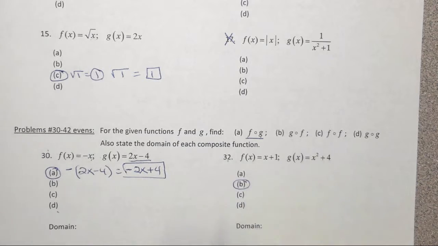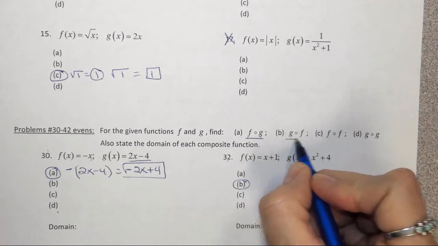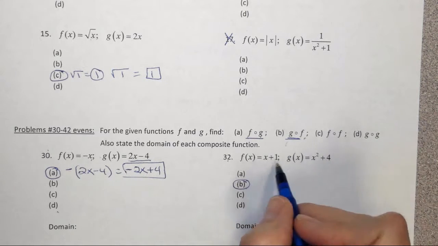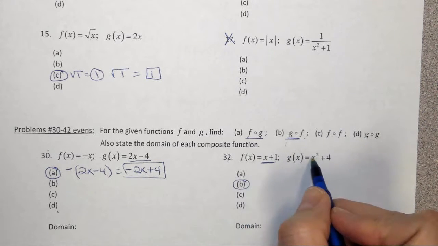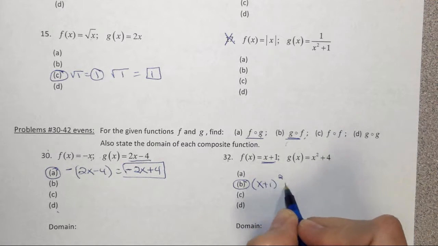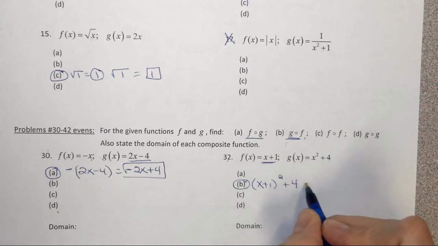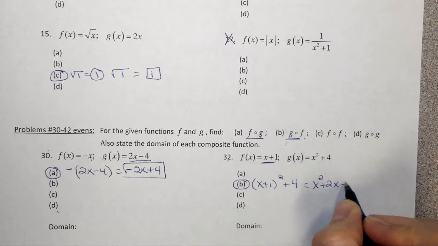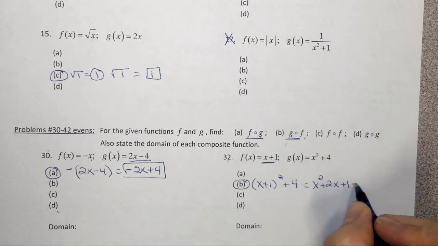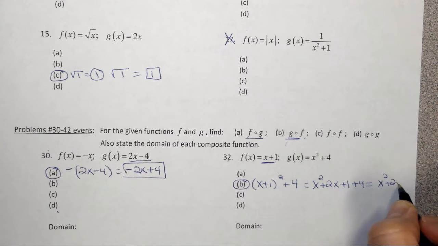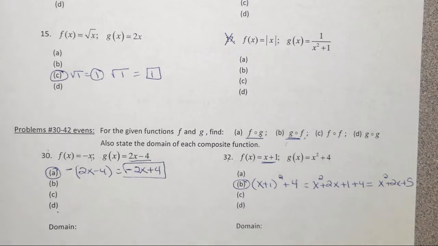On 32, I'm going to do letter B. B wants me to do G of F. So for B, I'm going to take the F function and plug it into the G. So we have x plus 1 squared plus 4. You're going to FOIL. You're going to get x squared plus 2x plus 1. And then I have my plus 4. So I get x squared plus 2x plus 5. And our domain for both of these is all real numbers.